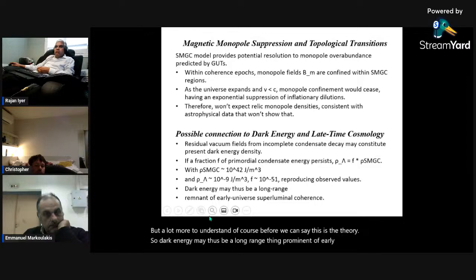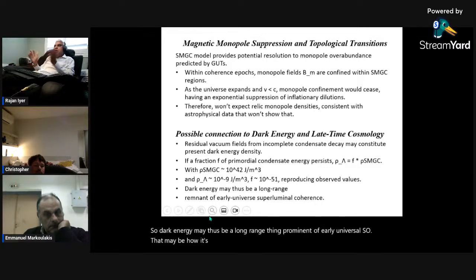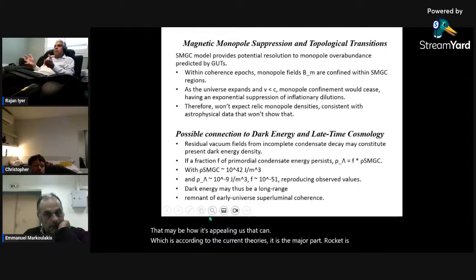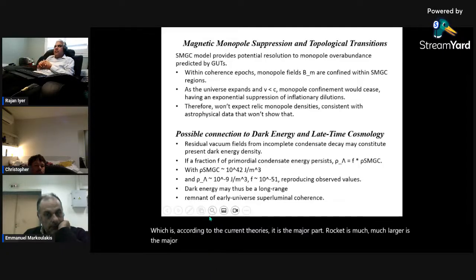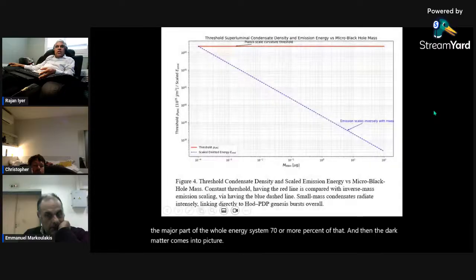So that may be how it's appearing as dark energy, which is, according to the current theories, the major part. The dark energy, much larger, is the major part of the whole energy system. 70 or more percent of that, and then the dark matter comes into the picture. So we have to account for that. Okay.